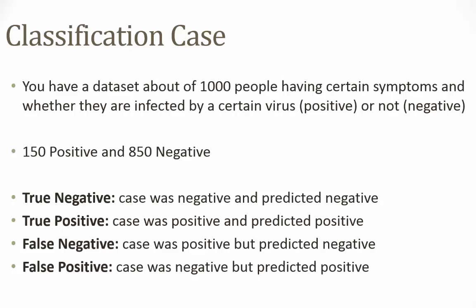You have true negative. True negatives are the cases that were negative and predicted negative. You have true positive, cases that were positive and predicted positive. False negatives are cases that were positive, they actually had the virus, but they were predicted negative. And false positives were cases that actually were negative, but they were predicted positive. Now let's see how we can use these concepts and come up with accuracy measures.